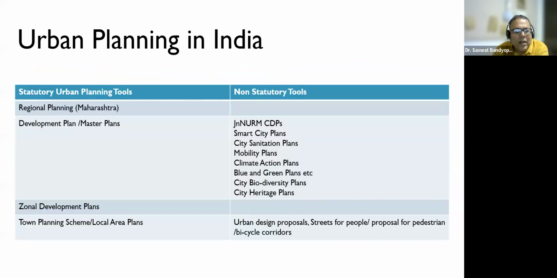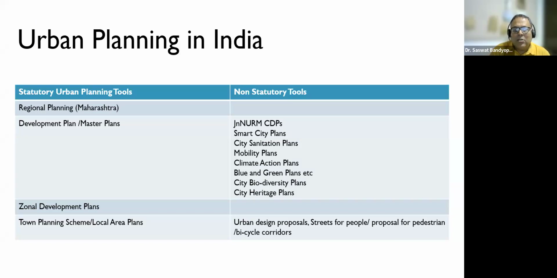Because of this, we are generating a large number of statutory planning tools, and their hierarchy has remained in a very complex situation. Some cities have a comprehensive plan, development plan, or master plan. Some states also have a regional plan at a larger level, particularly a state like Maharashtra. There is also the zonal development plan, which in most cases I see was not really taken forward. And some states like Gujarat practice a town planning scheme or a local area plan.